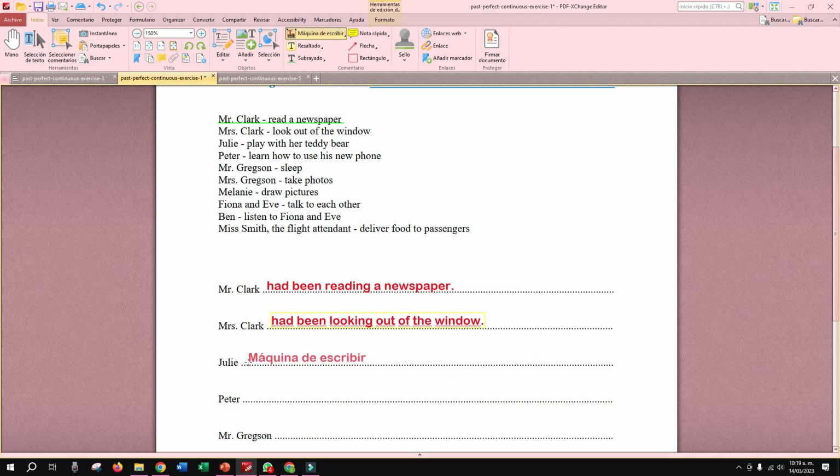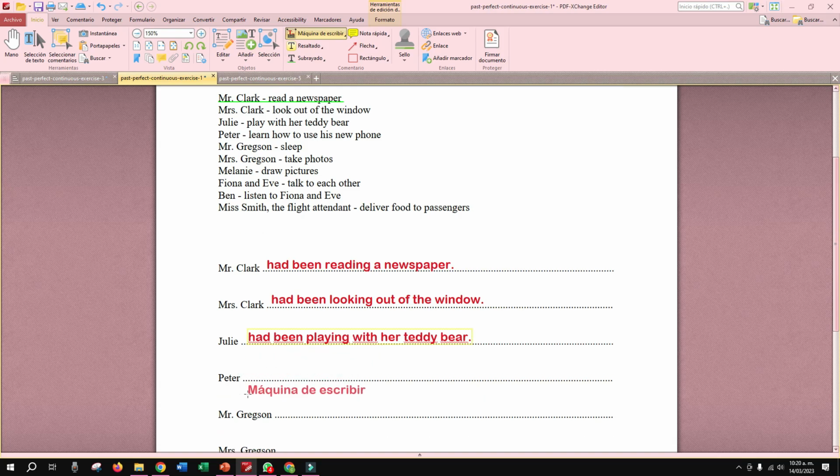Perfect. Excellent. What about the other one, Mr. David? Julie, what? Julie has been playing with her teddy bear. Excellent. Playing with her teddy bear. Excellent. Very good, right? So, Julie had been playing with her teddy bear. Perfect. Let's see the other one.